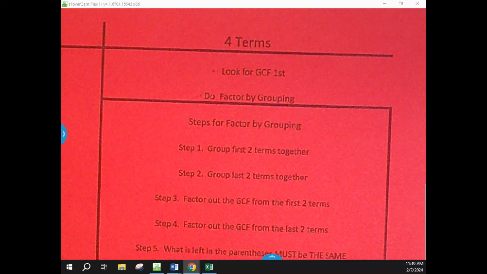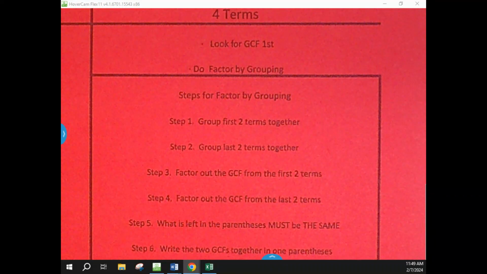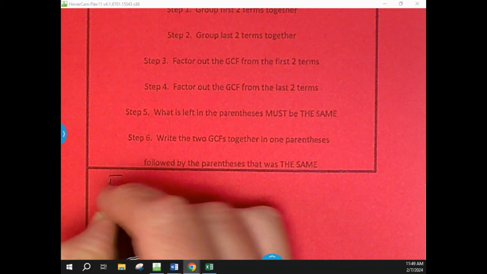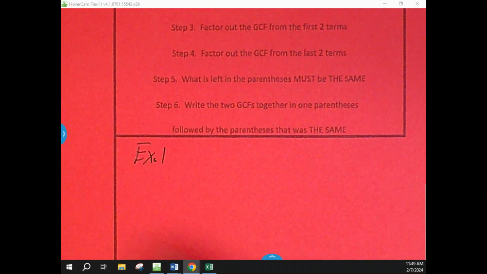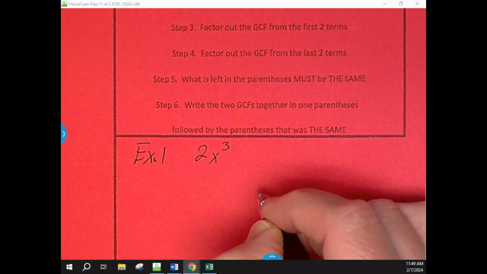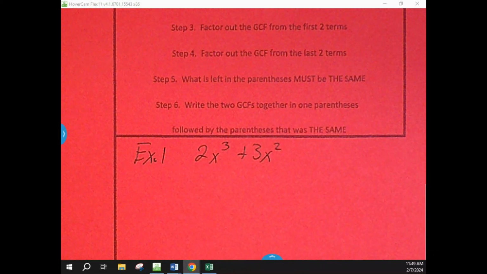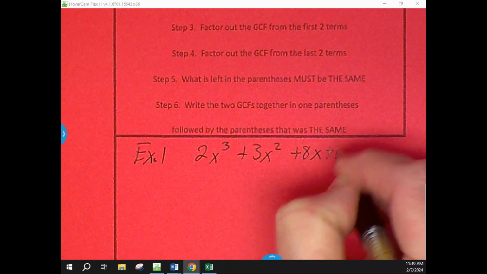And again, I don't know if this red is going to show up the best in the world here or not, but we'll see if we can get through it. So if you've got one of these, we'll just start with this one here. For example 1, we'll go back and get the details over here. Let's go with 2x to the third plus 3x squared plus 8x plus 12.